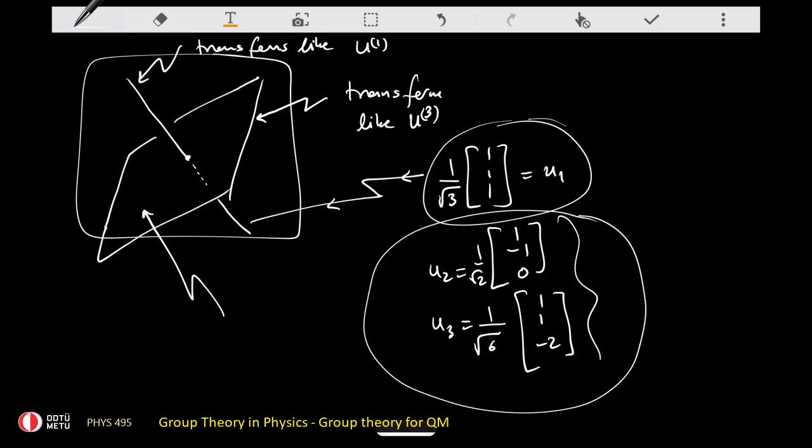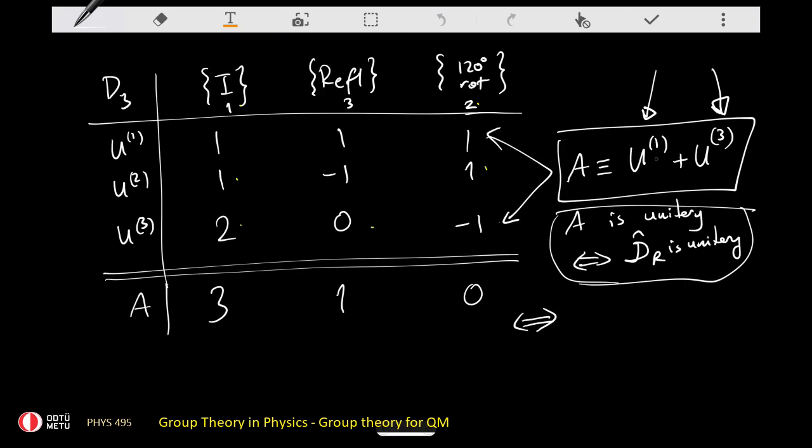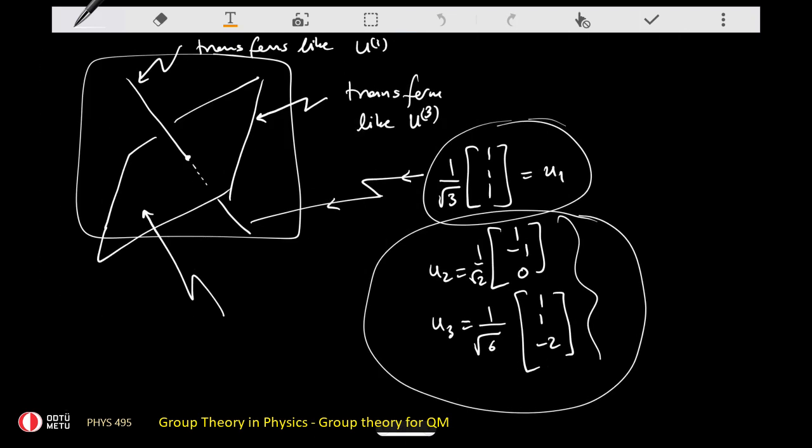So that means, since each representation appears only once, U1 appears only once, U3 appears only once. We are in a lucky situation. We don't need to diagonalize anything. So this picture basically tells me that U1 is an eigenvector of the Hamiltonian, so it has an eigenvalue epsilon 1. I don't know whether this is the correct order, so I'm not going to say anything about this.